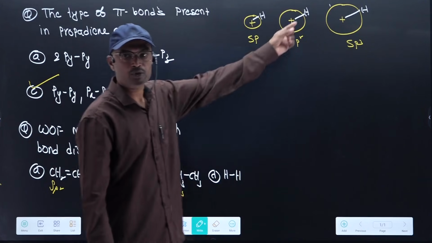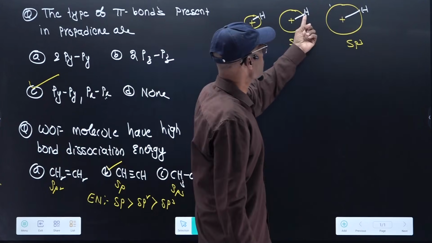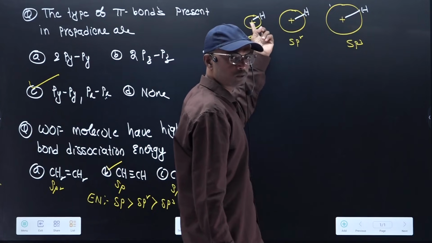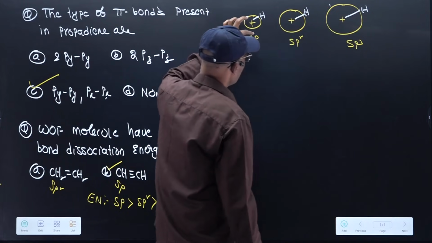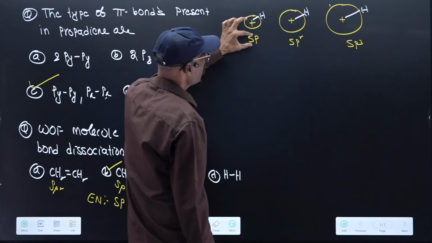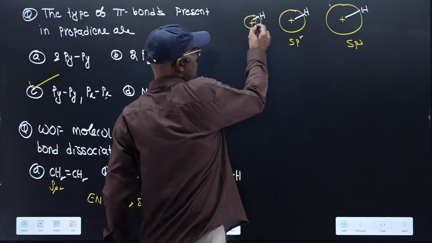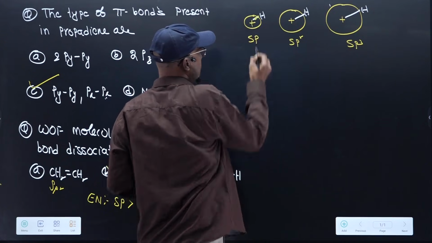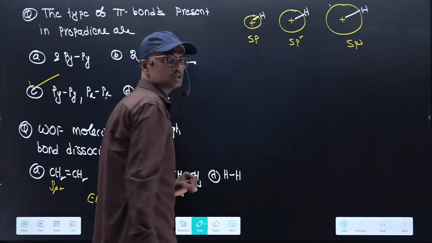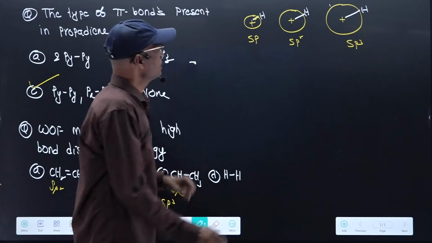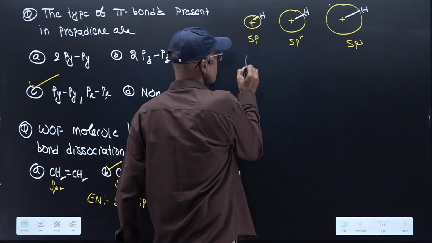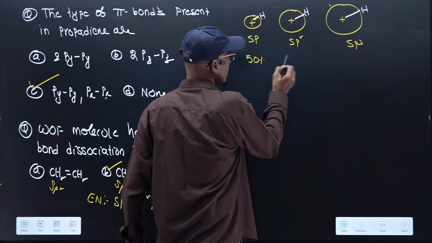Right or not? Attractive force is very poor here. Attractive force is strong here and even stronger here. So when any carbon has more electronegativity, the positive charge is very close to the bond pair of electrons. Positive charge is very close to the bond pair of electrons. It can hold that negative charge very easily.